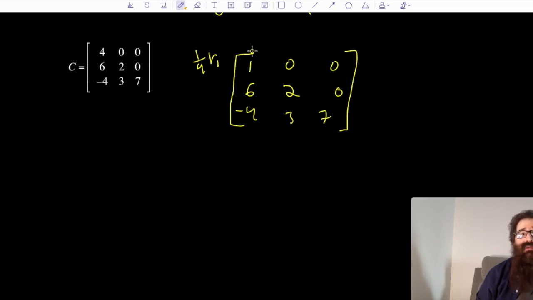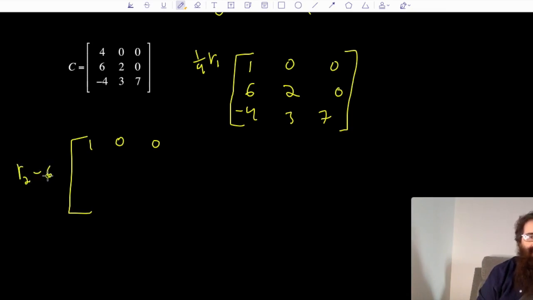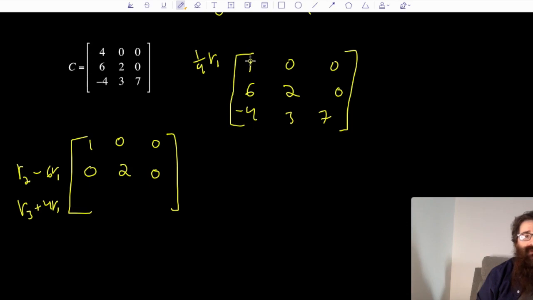But now what I can do is I can use this 1 in the upper left corner to get zeros underneath it. So that means I want 6 minus 6 times 1. So I'm going to replace row 2 with row 2 minus 6 row 1. And then I'm going to want negative 4 plus 4 times 1. So I'm going to replace row 3 with row 3 plus 4 times row 1. And that should do what I want it to do. So let's see, 6 minus 6 times 1 gives me that 0 that I wanted. 2 minus 6 times 0 gives me 2. 0 minus 6 times 0 gives me 0. In row 3's position, negative 4 plus 4 times 1 gives me 0. 3 plus 4 times 0 gives me 3. 7 plus 4 times 0 gives me 7.